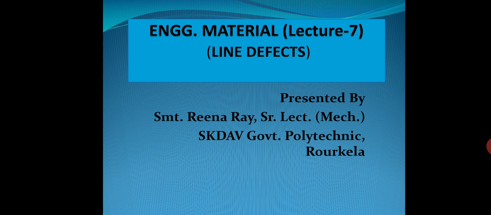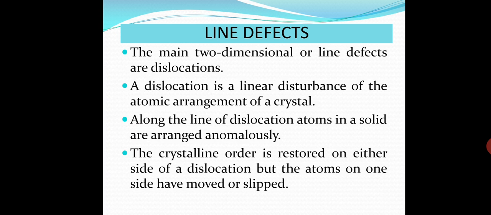Today we will discuss line defects. Already I have discussed imperfections in crystal structure. So line defects are a type of crystal imperfection. The main two-dimensional or line defects are dislocations.